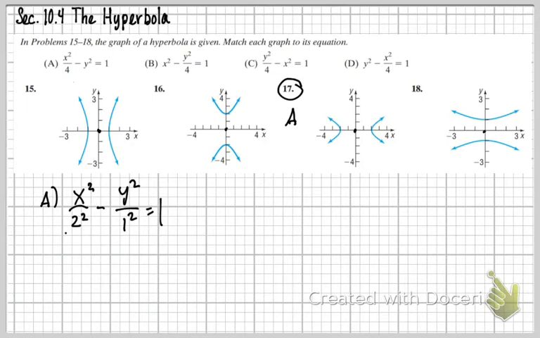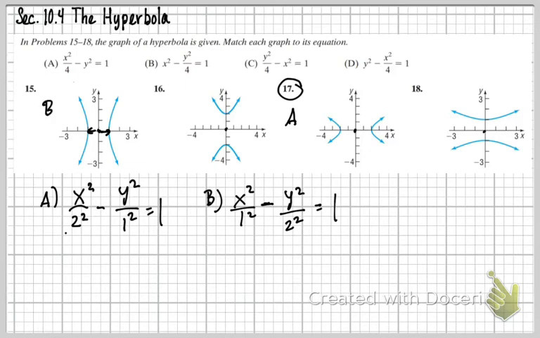Okay, now let's see number B here. So B is x squared over 1 squared minus y squared over 2 squared equals 1. Again, this is another horizontal hyperbola, because my x squared is positive. So that's saying that the vertices are going to be a distance of 1 from the center, and that's going to be this one here. I get a distance of 1 from the center there, don't I? Yes. So my B is going to be here.